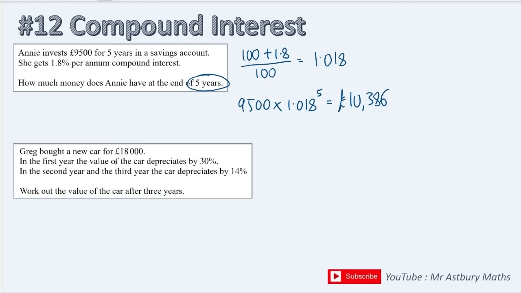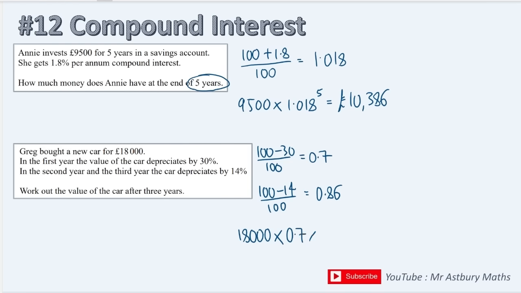The next question, we have a car which is worth £18,000, and the first year the value of the car depreciates by 30%. So that multiplier is 100 minus 30 over 100, which is 0.7. And then the second and third year, it decreases by 14%. So that's 100 minus 14 over 100, which is 0.86. Work out the value of the car after 3 years. So we take our 18,000 and we multiply it by 0.7 for the first year, and then 0.86 for 2 years in a row. So we square that. And this gives us a value of £9,318.96 to the nearest penny.